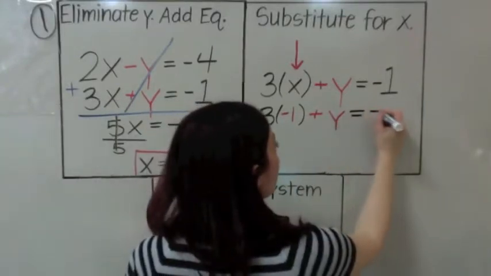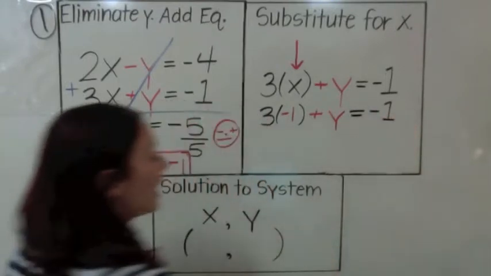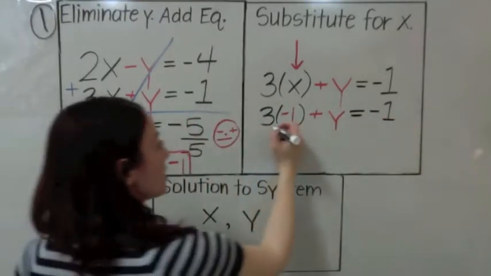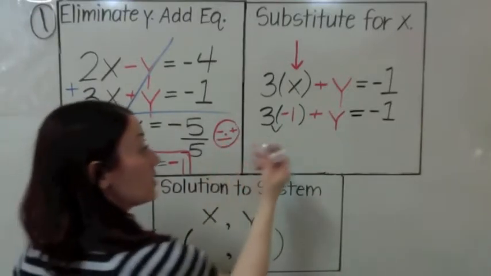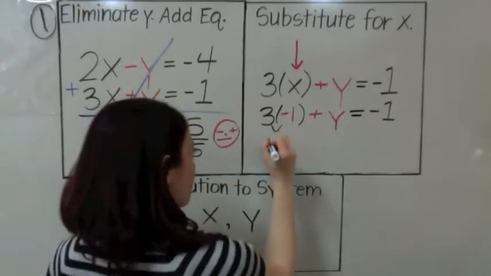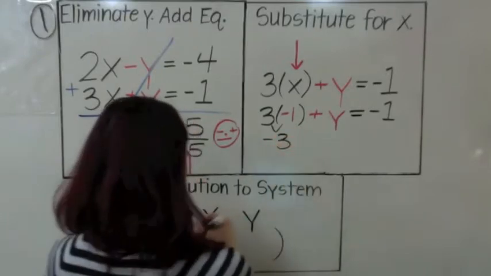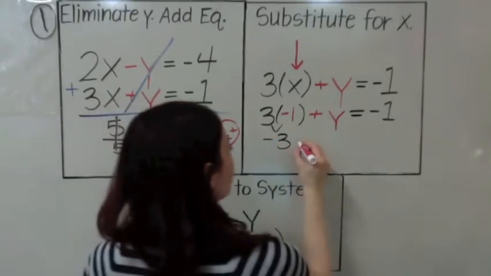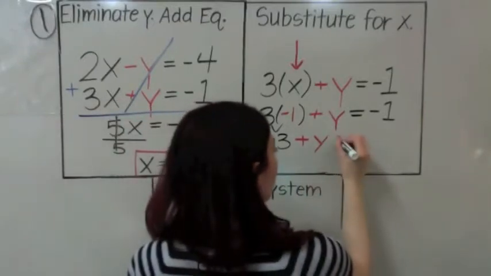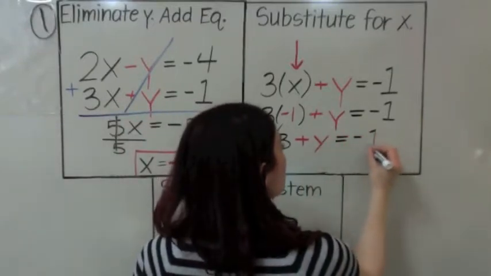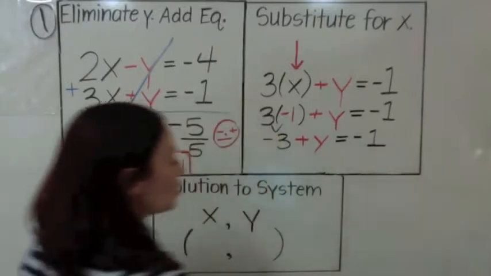Now we have an equation where we have to solve for y. But first tell me, what is 3 times -1? Remember, a positive times a negative is what? Negative. So this is -3. Very good. -3 plus y equals -1. Now we have to solve this equation for y. Remember how to solve equations?